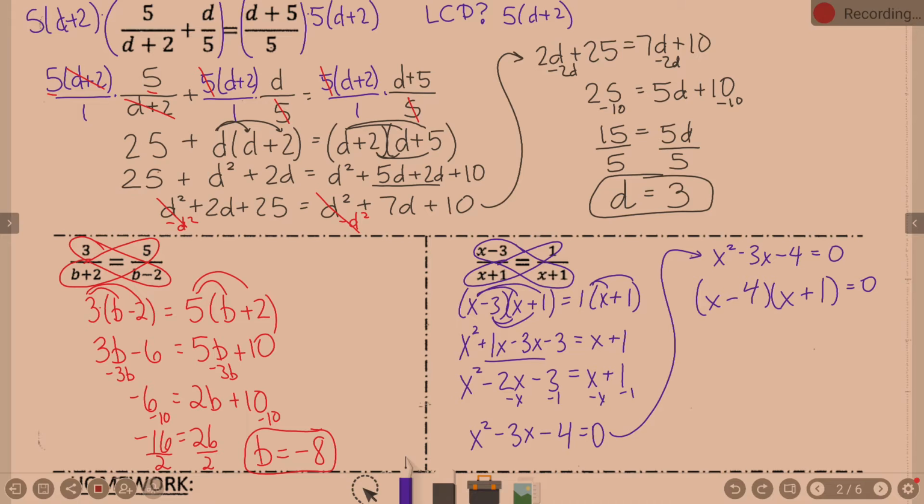And now what? X minus 4 equals 0. X plus 1 equals 0. If we x minus 4, we're going to have to add 4. So x equals 4. X plus 1, we're going to subtract 1, so x equals negative 1. Here's where it happens.